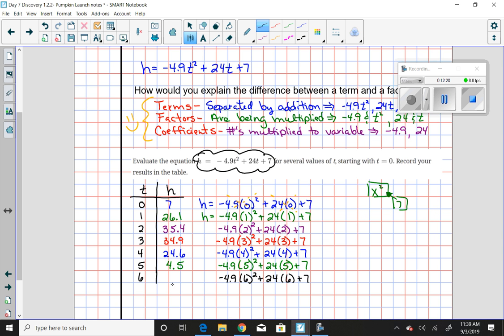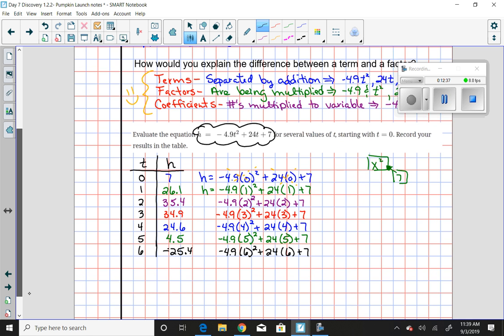And we get negative 25.4, which doesn't really make sense logically, because obviously that means it's smashed. But if we had a lake or an ocean or a river or something nearby, and maybe it fell into that and it could go that deep, right? But obviously it's going to hit the ground somewhere in here, right? It's going to hit the ground.